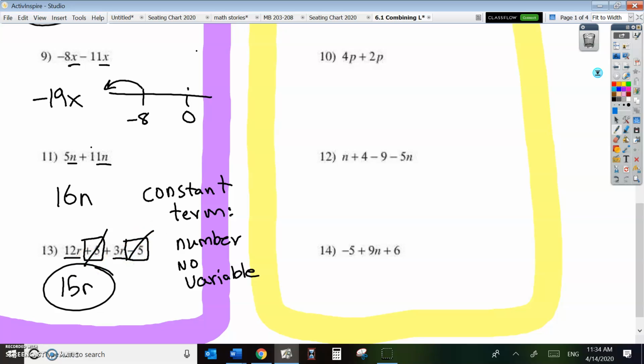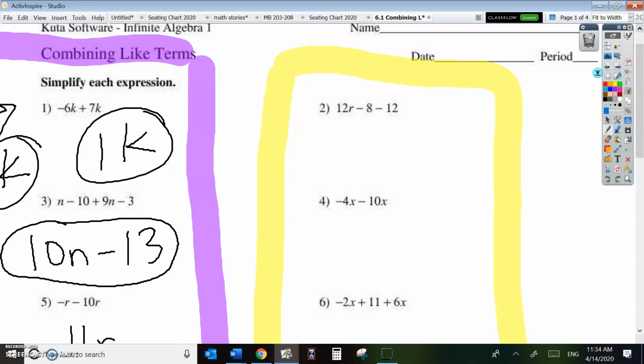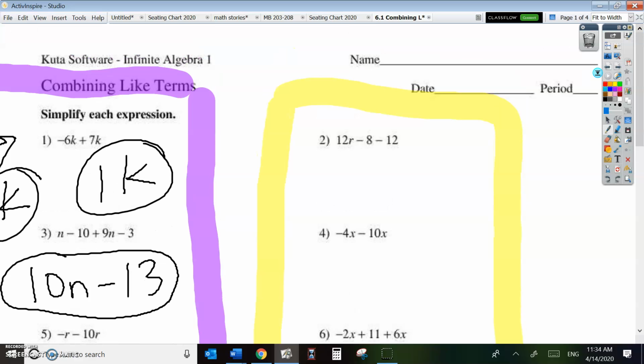Okay, now these problems I'm going to have you do on your own. So I'll pause my video and give you an assignment, and then you can check to see if you were correct. So pause. This one has r, but this one is just two negative constant terms. 12r minus 20.